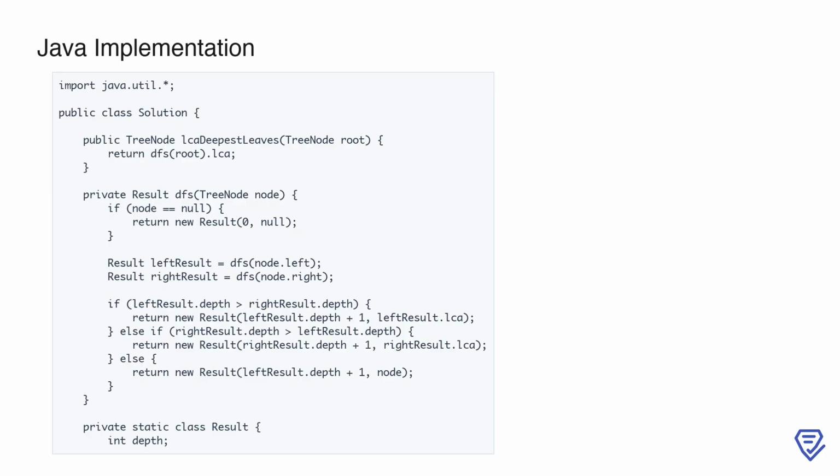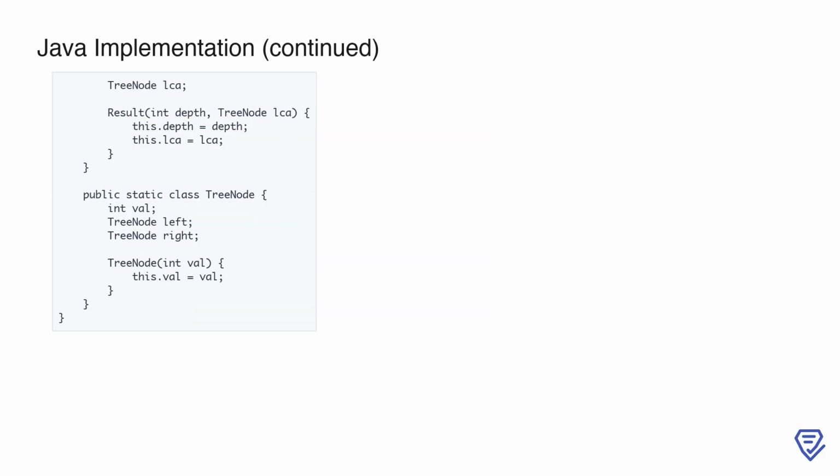Once we have the results for both subtrees, we compare their depths. If the left depth is greater, we return a new result that includes the left depth incremented by 1 and retains the left LCA. Similarly, if the right depth is greater, the result is based on the right subtree. Otherwise, if both depths are equal, it means the current node is the lowest common ancestor for the deepest leaves at this level. In that case, we return a result with an incremented depth and the current node as the LCA.